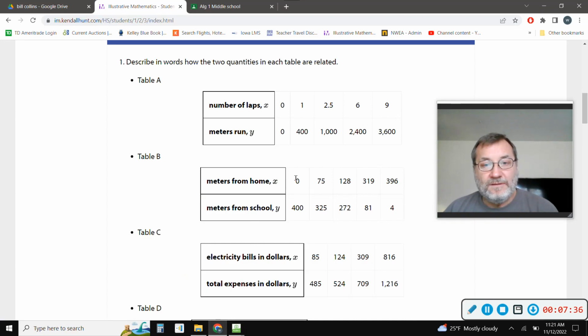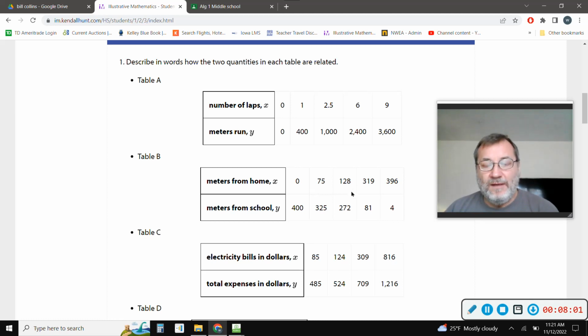Well, let's see. I start with 0 and end at 400. I go up to 75. Well, now I go down to 325. I start at 128, and so you'll notice that these are increasing, but these keep dropping. Okay, so that should tell you a lot about this. As one increases, the other decreases.